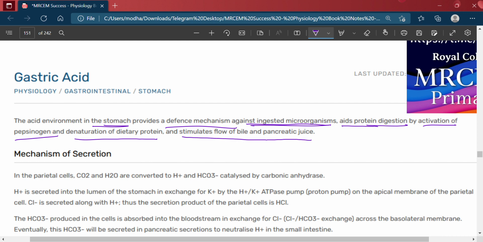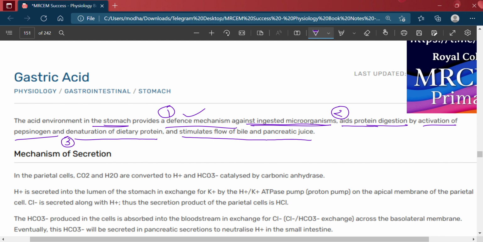The acid environment in the stomach provides a defense mechanism against the microorganisms, then aids protein digestion by the activation of the pepsinogen. This occurs by the gastric acid. And denaturation of dietary protein.